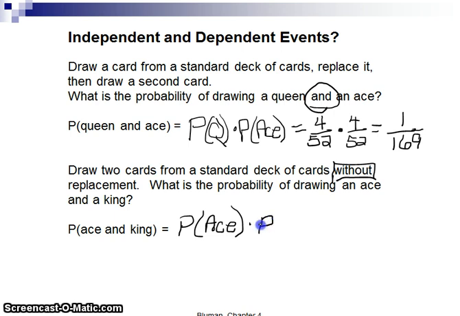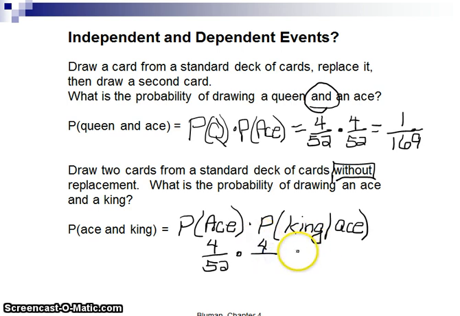So since this second one is being affected by the first, this is going to be the probability of drawing a king given that the ace was drawn. Okay? So the probability of drawing an ace, there are 4 aces in the deck out of 52 cards, times the probability of drawing a king given that an ace has been drawn. How many kings are in the deck? There are 4. But now, how many cards are in the deck because we took out an ace? 51. So now we're going to multiply these, and our final answer reduced is 4 over 663.